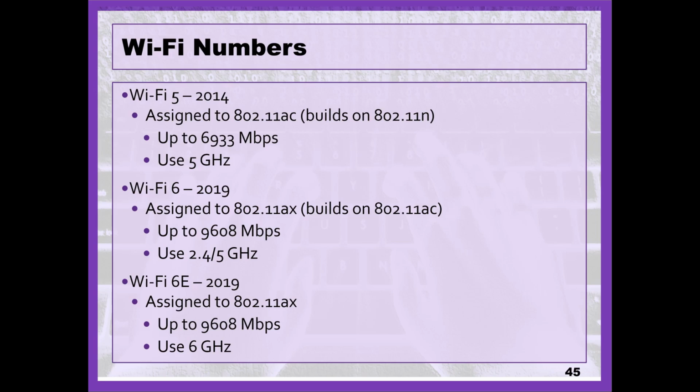The most recent Wi-Fi versions, Wi-Fi 6 and 6E, are not yet widely available. These versions, which build on the 802.11ac standard, provide speeds up to 9,608 megabits per second and use 2.4, 5, and 6 GHz frequency ranges.